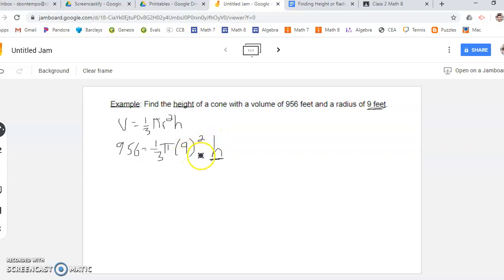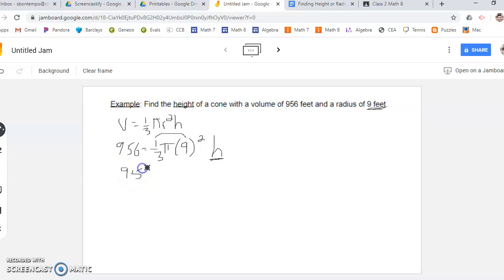So following PEMDAS, 9 squared is 81. And because the 1/3, the pi, and the 9 squared are all getting multiplied, we can do the commutative property and we can choose which ones we want to multiply first. We'll get the same thing anyway. So we're going to do the 1/3 times 9 squared.